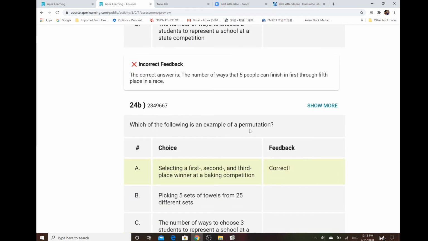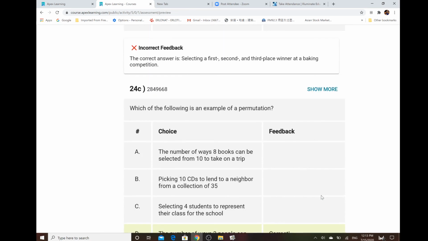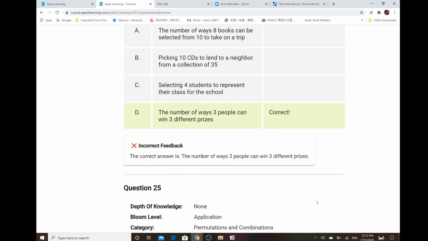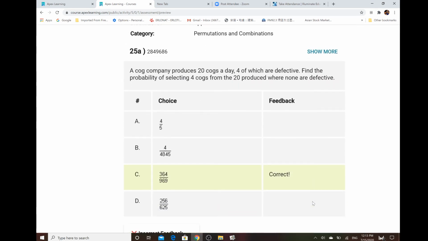And then another example for permutation: selecting the first, second, and third place winners at the baking competitions. Order does matter. The number of ways 3 people can win 3 different prizes. Again, 3 different prizes. Again, order does matter. Permutation.